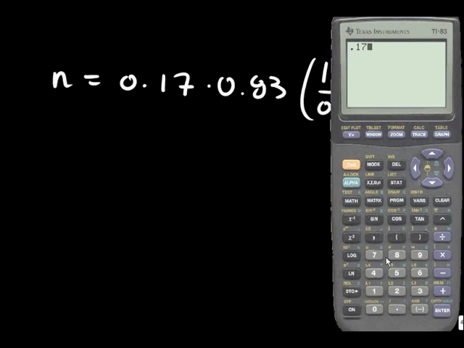0.17 times 0.83 times 1.645 divided by 0.07 raised to the second power. Now if we round up to the next whole number, 77.9 becomes 78.